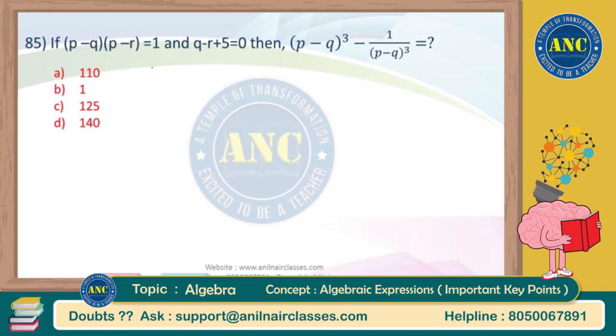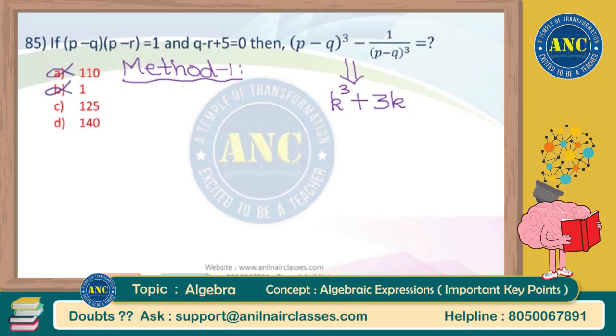Now, the easiest method to get the answer in the fastest way is this: it is of the form x cube minus 1 by x cube. X cube minus 1 by x cube will be of the form k cube plus 3k. That means your answer should be of the form k cube plus 3k. 110 is k cube minus 3k, that means 125 minus 15. This cannot be the answer. 1 is not of the form k cube plus 3k. 125 is exactly of the form k cube. Answer for this question is 140.